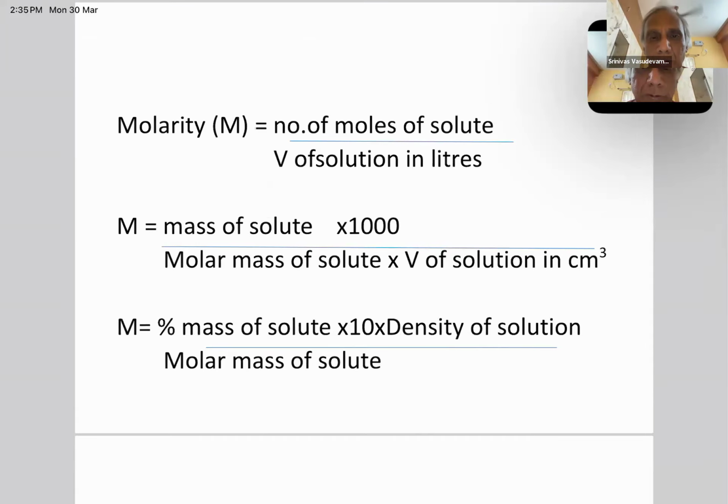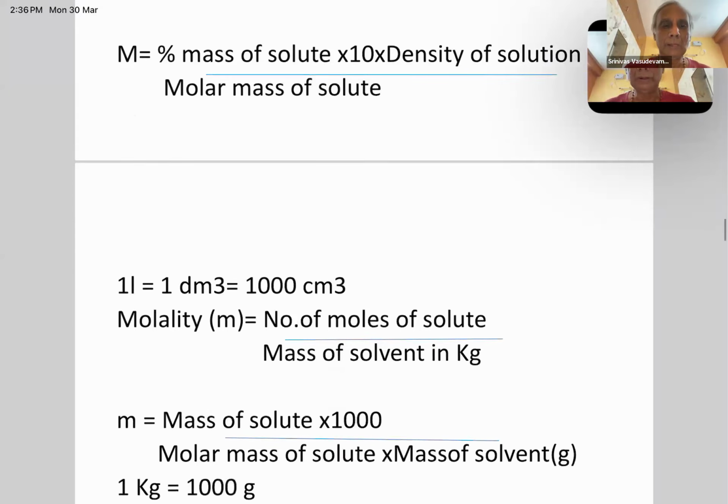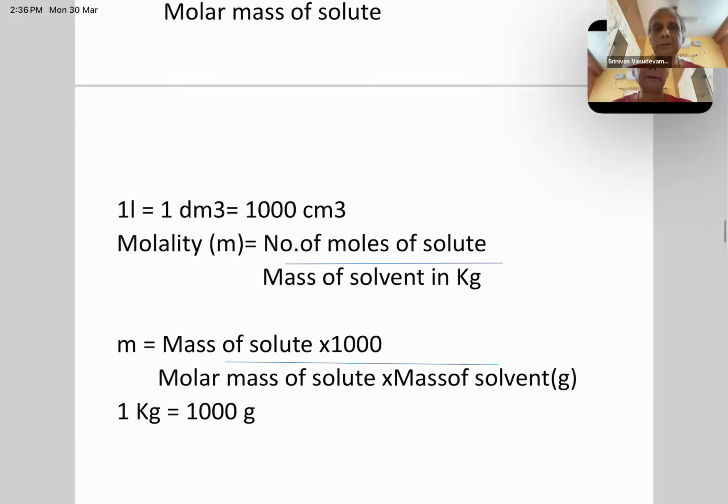Molarity: number of moles of solute divided by volume of solution in decimeter cube or liter. Or mass of solute divided by molecular mass of solute into 1000 by volume of solution in centimeter cube. Or molarity is equal to percentage mass of solute divided by molecular mass of solute into 10 into density of solution. 1 liter equals 1 decimeter cube, which equals 1000 centimeter cube.